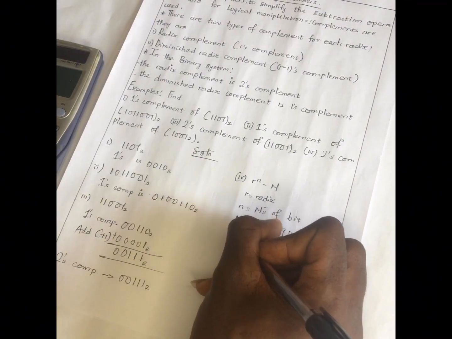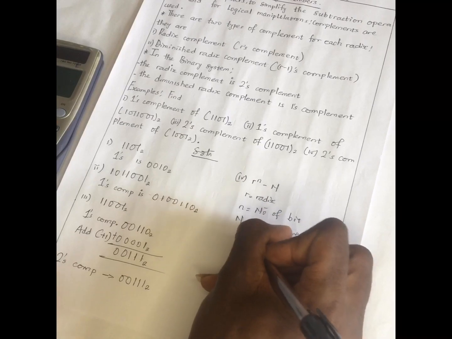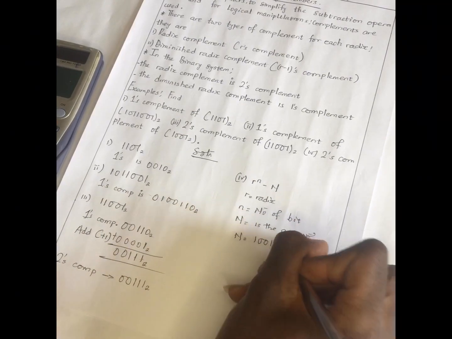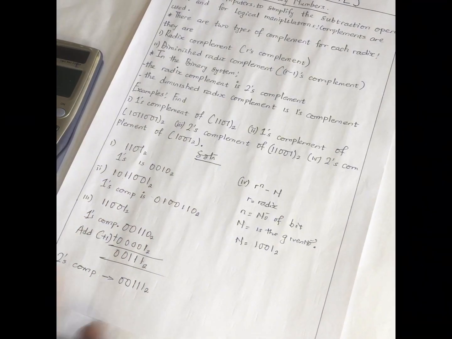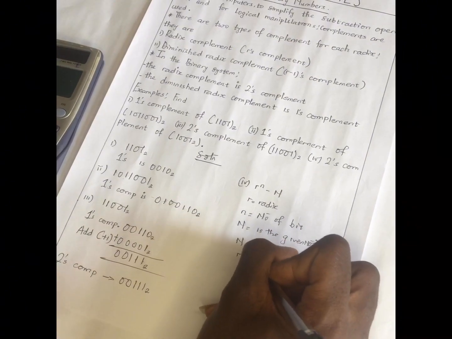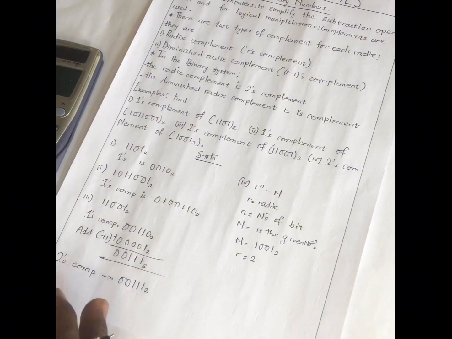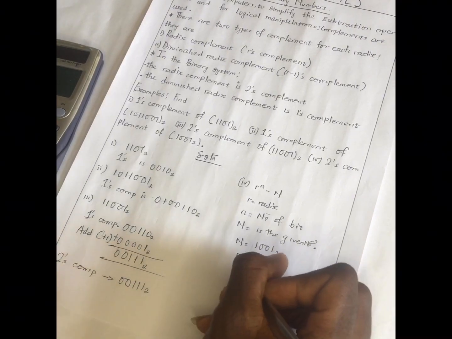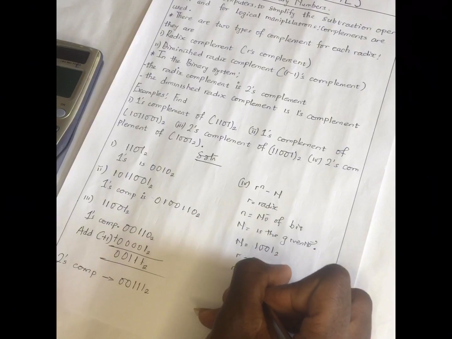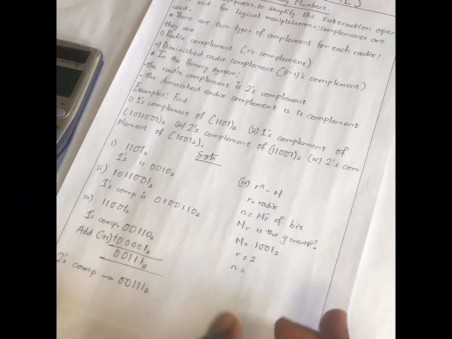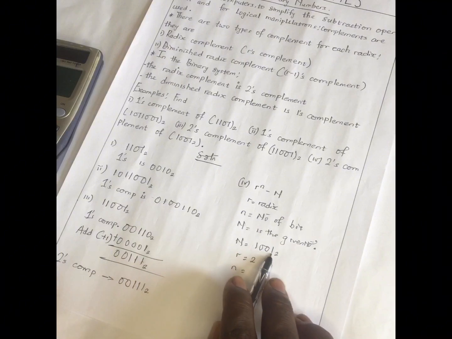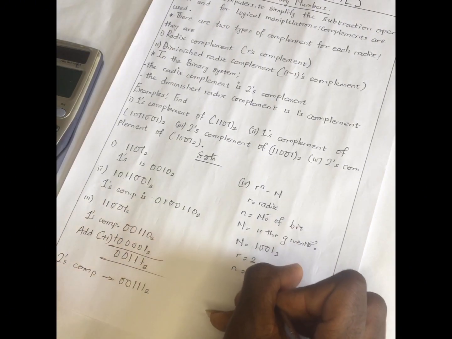We are asked to find the 2's complement of 1001 base 2. So this is the number N we are converting. What is the radix? The radix r is equal to 2. The radix means the base. The next thing we are looking for is our small letter n, which is the number of bits. How many bits is this binary number? This is a 4-bit binary number.